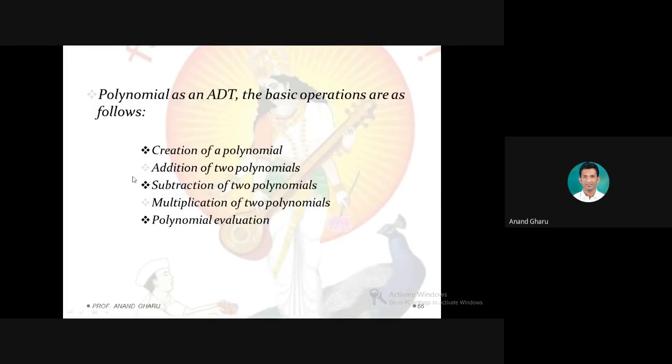Polynomial as an ADT. जसं आपण array मध्ये बघितलं होतं ना array as an ADT, तसं polynomial as an ADT. Basic operations of polynomial: creation of polynomial, addition of two polynomials, subtraction of two polynomials, multiplication of two polynomials, and evaluation of polynomial. You can note down the points.